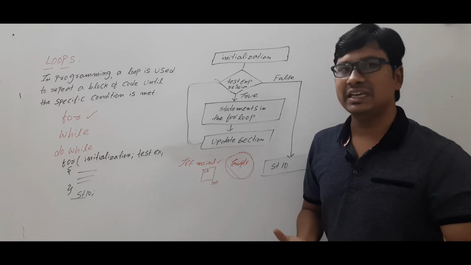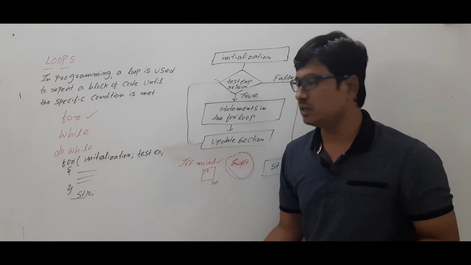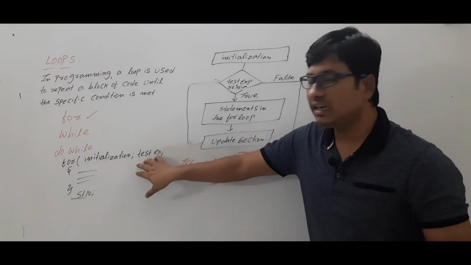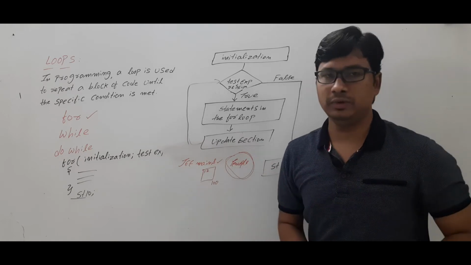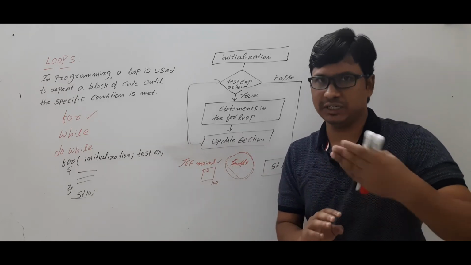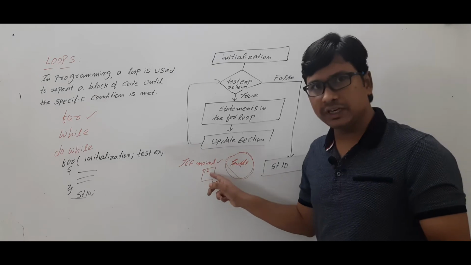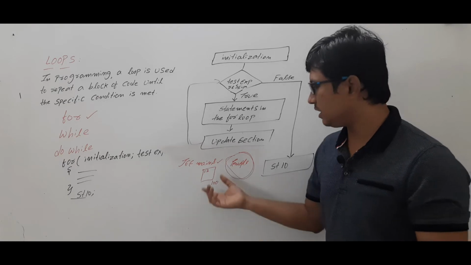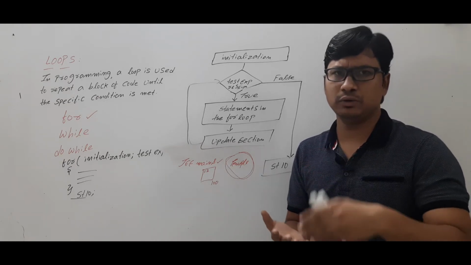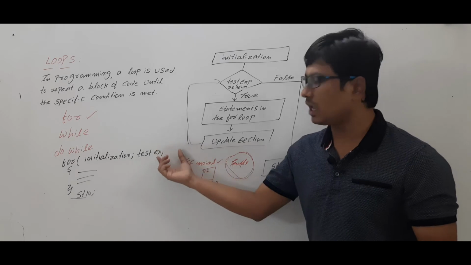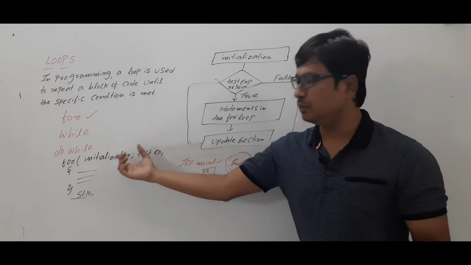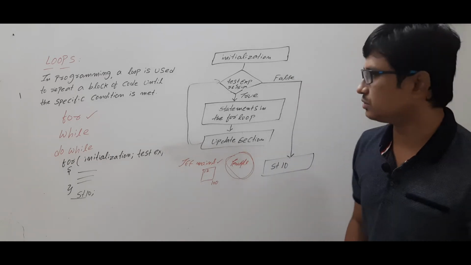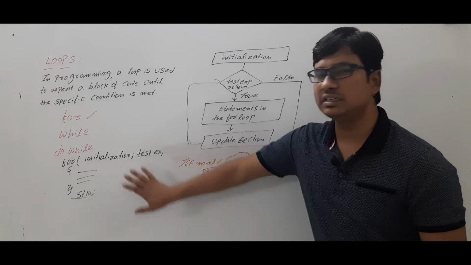Is it clear? So any loop should have three sections. One is the initialization, when it should start, then a test expression, when it should stop, and you should have an updation section, because after doing one pradakshina you are updating it on the paper. If you forgot to update it, then you will keep on doing the pradakshina, there will be no stopping. So you should have an initialization section, a test expression, and an updation section. I hope you have understood the flowchart and the syntax of the for loop.